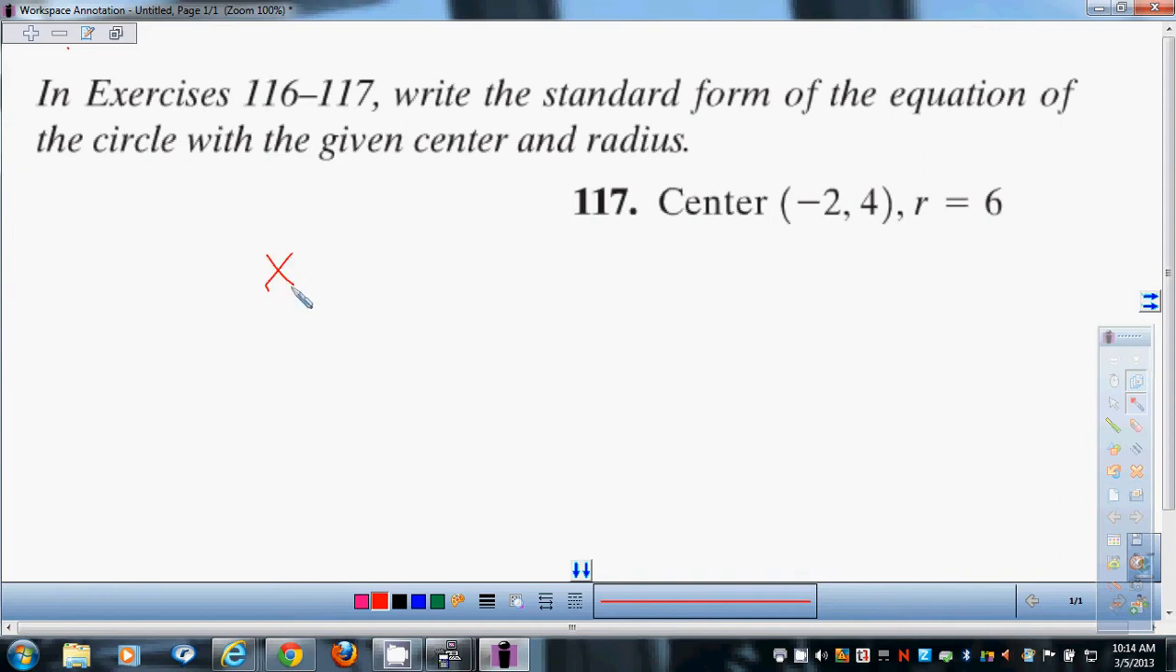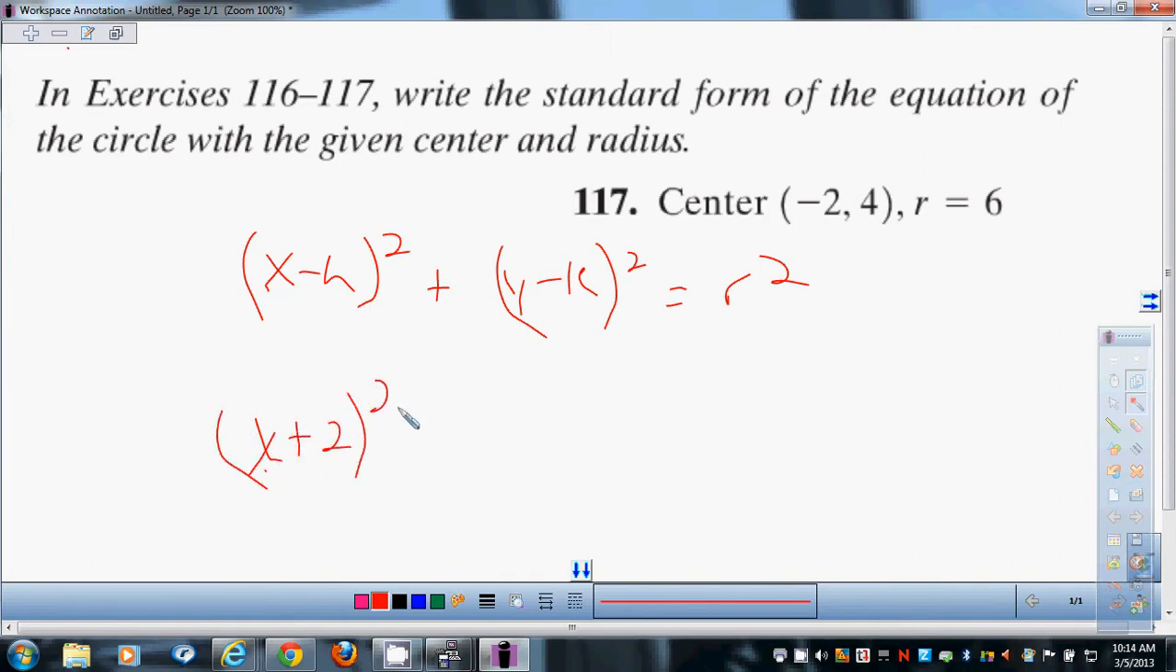The formula is (x − h)² + (y − k)² = r². So the formula for the circle should have been (x + 2)² + (y − 4)² = 36. I was using this as a barometer to see if you guys needed to do circle questions as part of your review today. I'm going to take that as a big whopping yes.